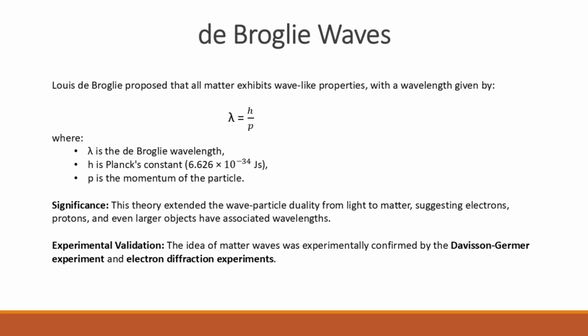This theory dramatically expanded our understanding of wave-particle duality, proposing that not just light, but electrons, protons, and even larger objects have associated wavelengths. The Davisson-Germer experiment and electron diffraction experiments provided crucial experimental validation, confirming de Broglie's revolutionary hypothesis about the wave nature of matter.